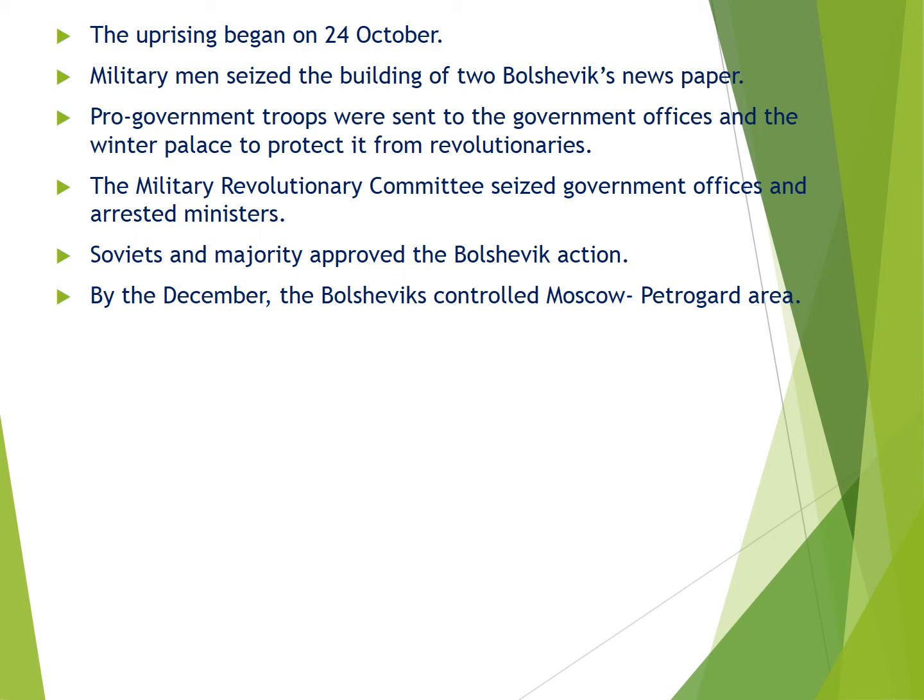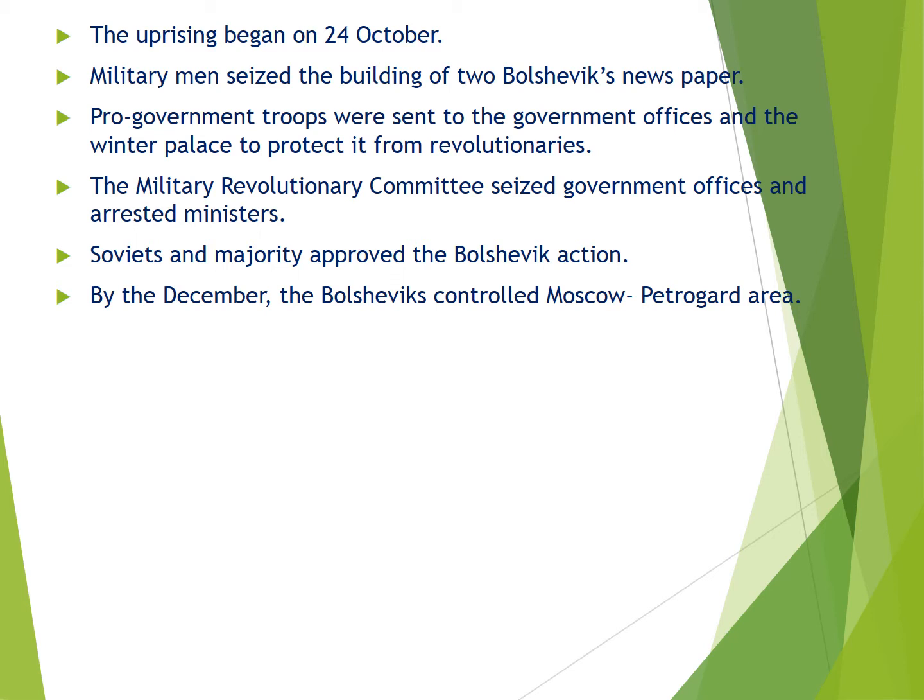What happened was the present government had to be sustained, and hence the pro-government troops were sent to different government offices, and the Winter Palace is a place where the kings used to protect themselves. So to protect themselves, this was one of the moves carried out. The Military Revolutionary Committee seized government offices and arrested the ministers.